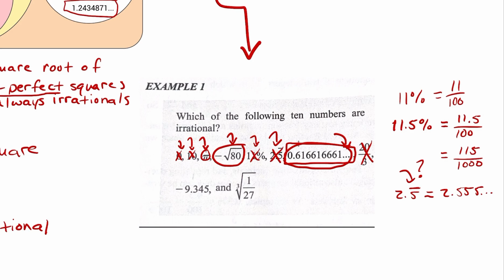All right, let's go ahead and move on to negative 9.345. The fact that this decimal number doesn't end in an ellipsis means that it's terminating after the 5. There are no more decimal places, so it must be rational.